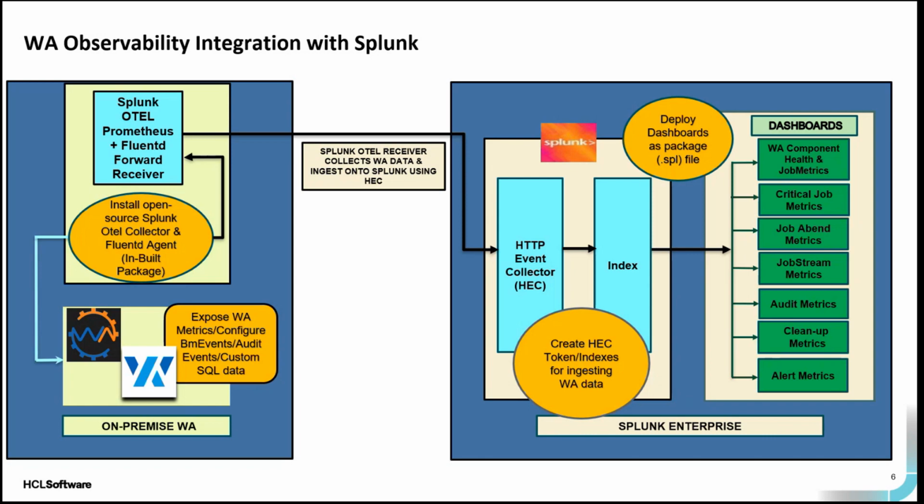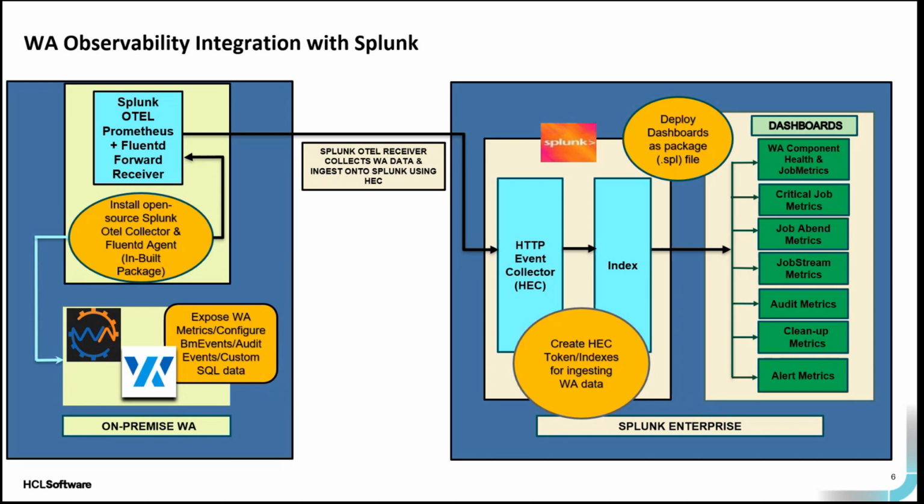The first one would be exposing the WA metrics. The next one would be configuring the Bmevents. The third one, which we are aware of, is the audit events, which are generated by default. And the final one is the custom SQL data. We have created some custom SQL jobs, which provide data to create custom metrics. So these are the four data sources that we are using on the workload automation masters. Once we have these data sources ready, we can deploy the open source Splunk OTel collector and the Fluentd agent on the master domain manager. Both these agents come as an inbuilt package.